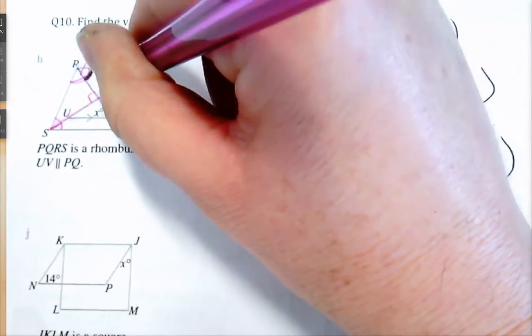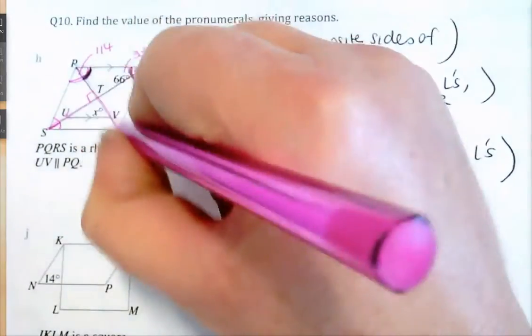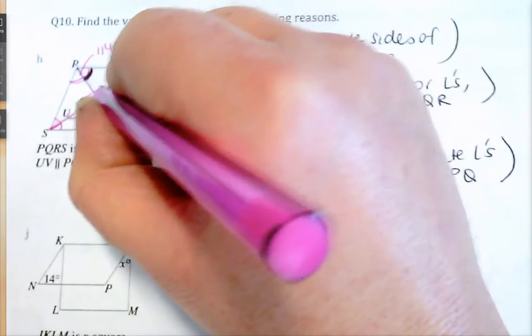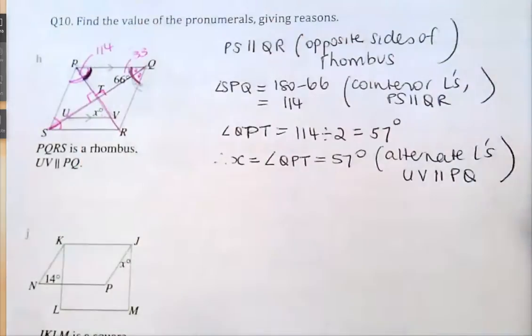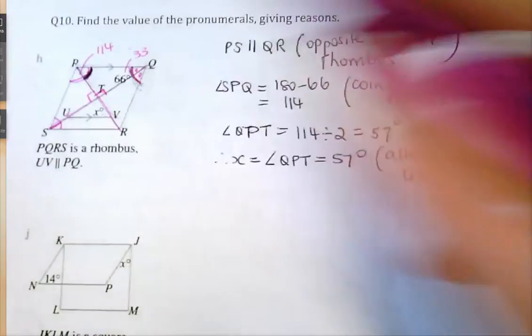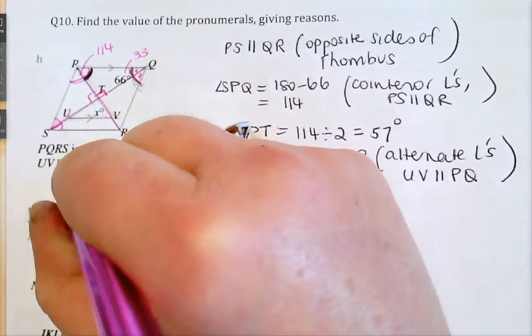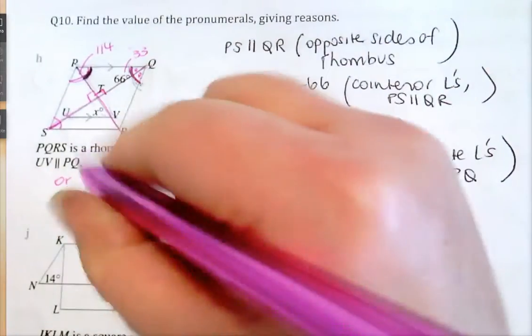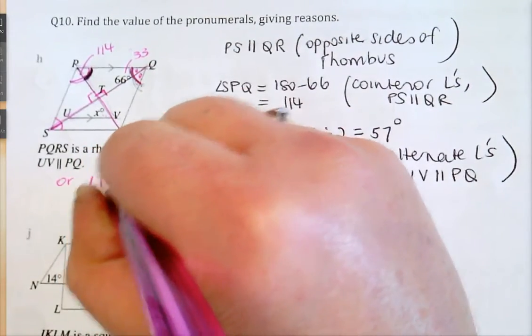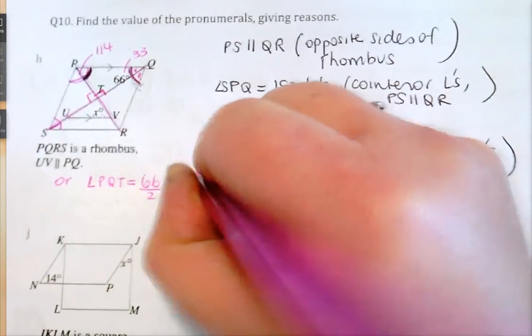If you can't think of that way, remember at the beginning of the question I was saying, well, if that's 66, this is cut in half, that would be 33, right? Then you could have said, well, these are diagonals of a rhombus. They bisect at right angles. That's 90 in there. That's a right angle. And then you could have done that angle PQT is 66 divided by 2, which is 33.